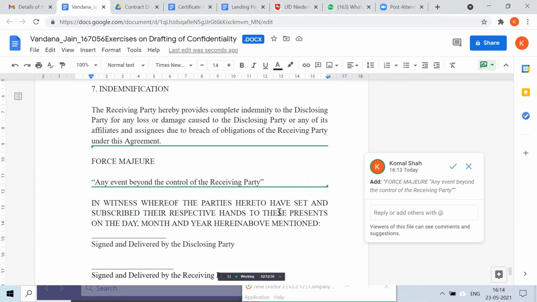Ma'am, for this agreement, for the NDA, force majeure for lockdown as a situation will not be applicable. But what if in different agreements, different contracts, will lockdown be a force majeure reason? It depends on how it is defined in the agreement, actually. Okay. Any other questions?